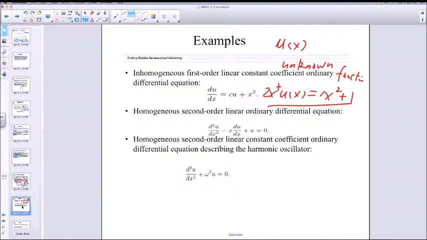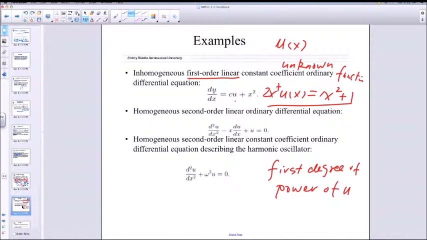So the first one, you have the first derivative. We call it first order. Linear. They're all linear, by the way. They're all first power. Can you see it? There's no square anywhere. Okay? There's no cube. They're all linear, meaning first degree of power of u.